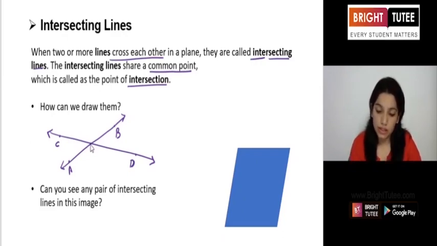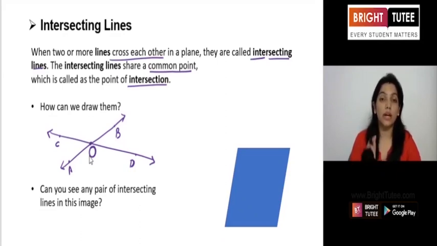And you can clearly see that these two lines are intersecting at this point here, right? Let us name this point as point O. This is a very common thing that you will see: most of the times, the point of intersection is named as point O. So, we see that these two lines are intersecting at point O.